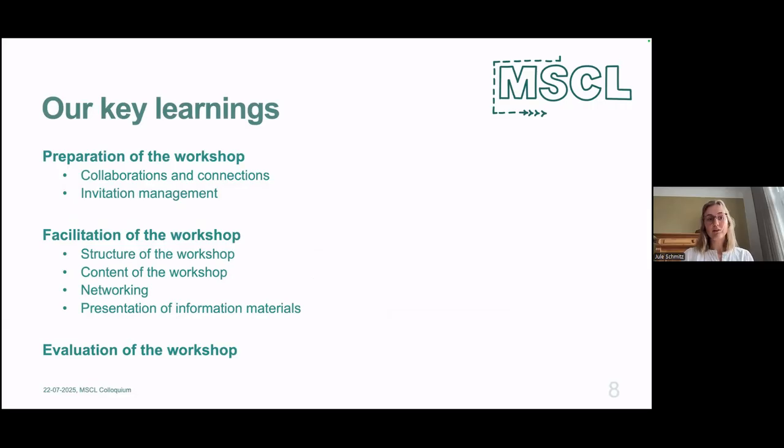I clustered our learnings in 3 parts, concerning the preparation of the workshop, the facilitation, and the evaluation. And for the preparation, I will detail with whom we collaborated and connected during the project phase and how we facilitated the invitation management. For the facilitation, I will dive into learnings that we gained regarding the structure of the workshop, the content of the workshop, the networking within the workshop setting, and the presentation of information materials. And the last part will focus on the evaluation of the workshop and the learnings that we got.